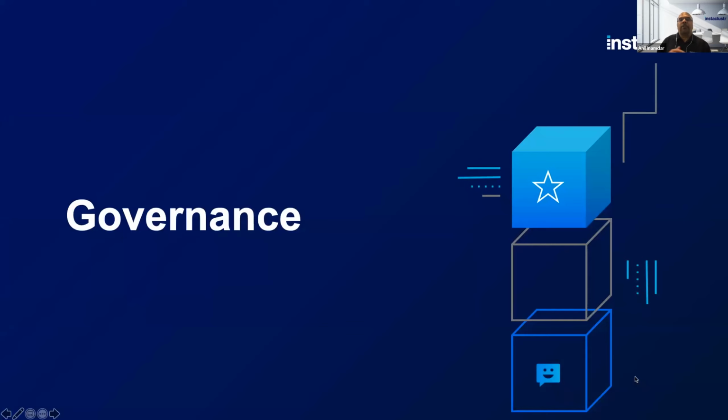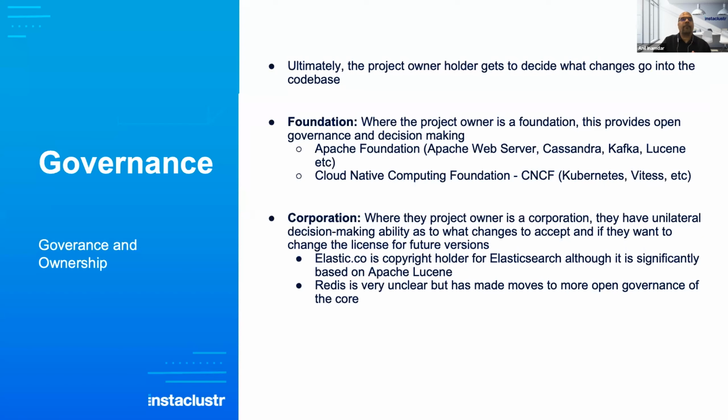All right, the next item is governance. So now you have some knowledge about licensing, but how is the project governed? Who has the power to make decisions? Well, ultimately, the project or the license owner gets to decide what changes go into the code base. This could be a foundation. In this case, the foundation provides open governance and decision-making. Some examples are Apache Foundation, Cloud Native Computing Foundation, CNCF, and these are non-profit foundations.